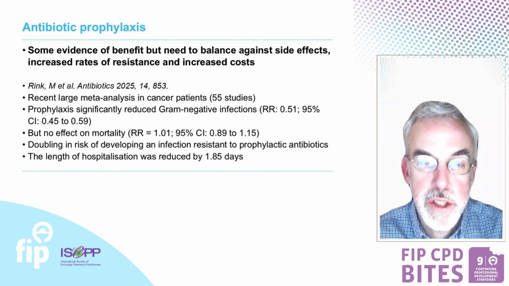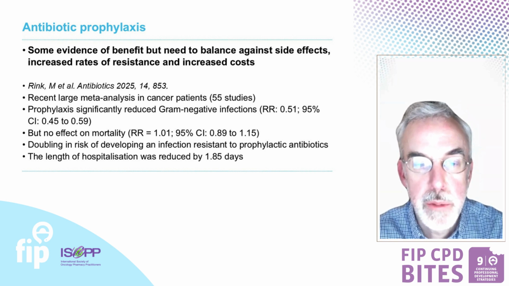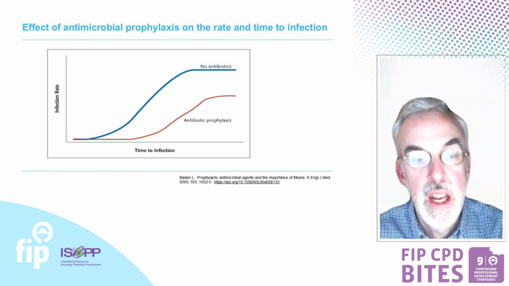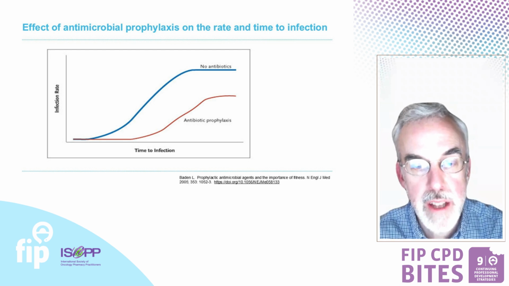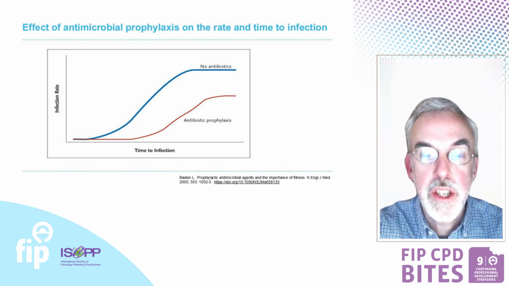Antibiotic prophylaxis has been a strategy for many years, but remains somewhat contentious. I think that this recent large meta-analysis nicely illustrates some of the key pros and cons of this approach. And as well as being aware of the downside of the increased risks associated with antibiotic resistance, as pharmacists, we should also be thinking about the side effects of these drugs and their costs. This figure nicely illustrates the fact that antibiotic prophylaxis does have some benefits in terms of time to and rate of infection, but it is not a panacea, and even in those patients receiving prophylaxis, some will still go on to develop infection.